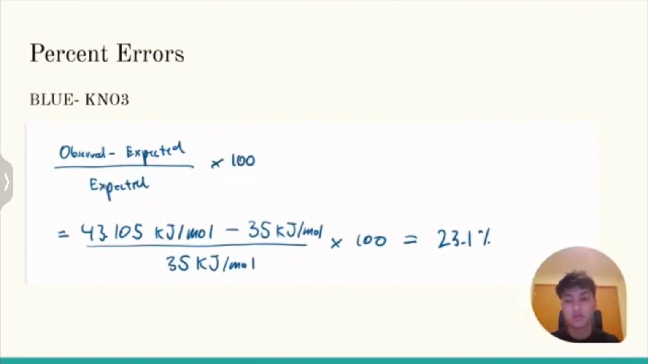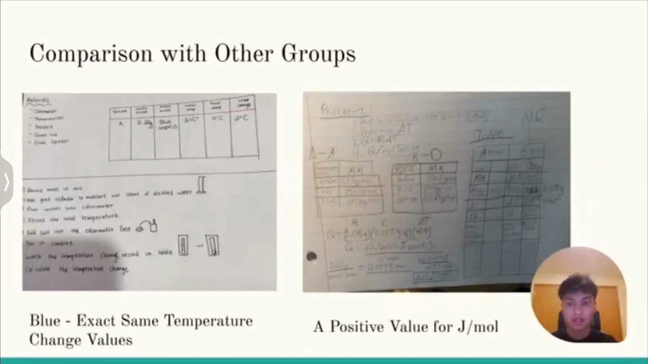So overall, both percent errors shown in the conclusion are relatively low and relatively close to the expected value. If you compare this to other groups, for blue, they got the exact same values, and the temperature change is 2. So we are relatively close with the other group for the blue substance. However, for the yellow substance, we can see that this group got a positive value for joules over mole, which is completely far off from what we got.